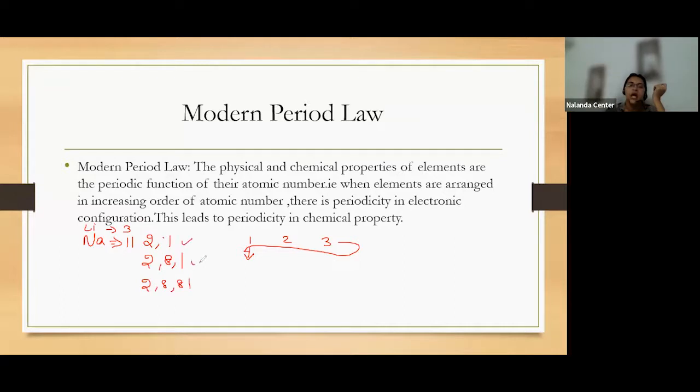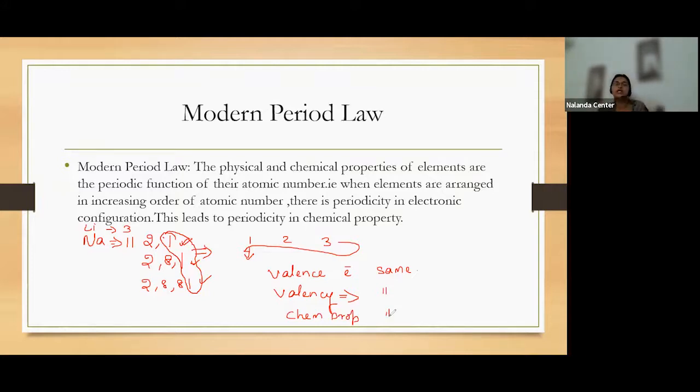See, if you see, there is periodicity in electronic configuration. Every element in the first group is going to have the outermost electrons as 1, the valence electrons as 1. Okay, when valence electrons are the same, the chemical property is going to be the same. Are you guys clear with this? When we arrange the elements in increasing order of atomic number, there is going to be periodicity in electronic configuration. If there is periodicity in electronic configuration, valence electrons are going to be the same, which means valency is also going to be the same. Valency, we'll deal with all these terms. Valency also is going to be the same, which means chemical property will be the same.